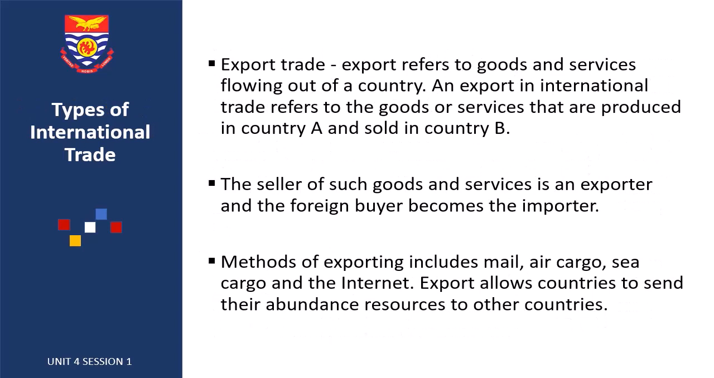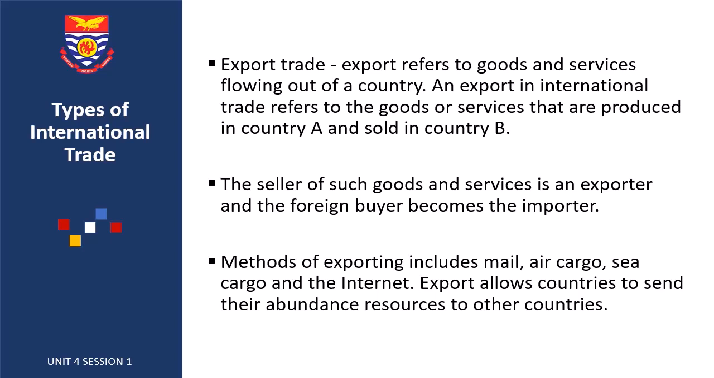So let's go straight to types of international trade. We have the export trade. Export trade refers to goods and services that flow out of a country. You already know what export is. If we are exporting cocoa, then it is that flow of cocoa from Ghana to the Europeans, the Americans, and the Caribbeans. So basically, it is how goods move from one country to the other. And the seller of such goods and services is an exporter. If someone does that, then the person may be termed as an exporter.